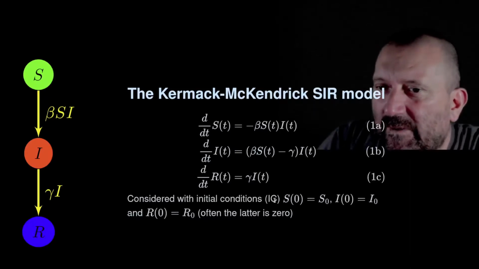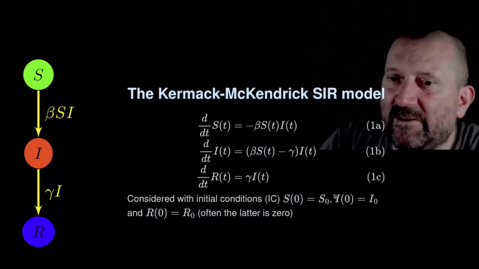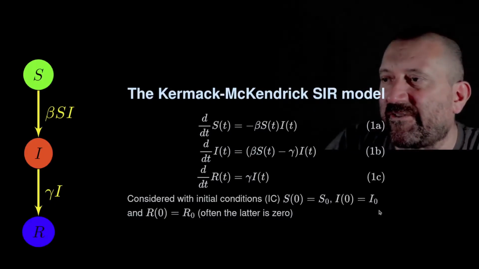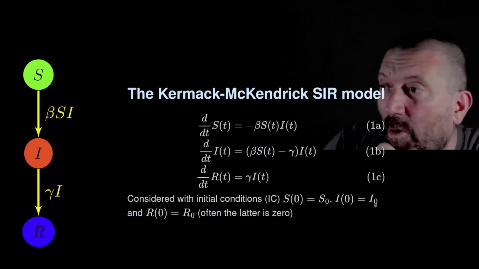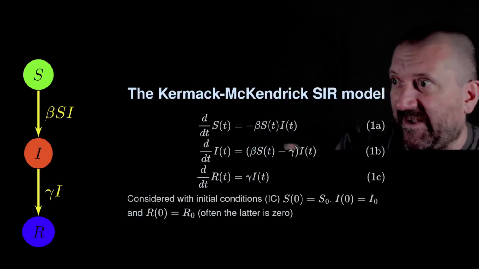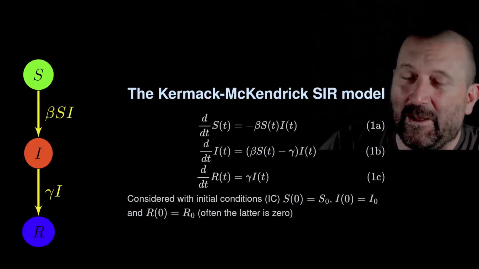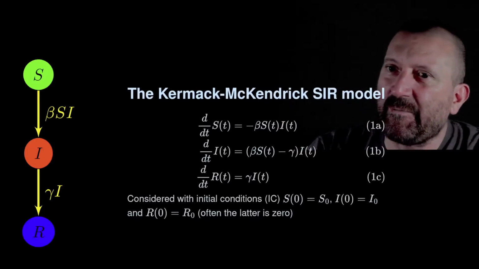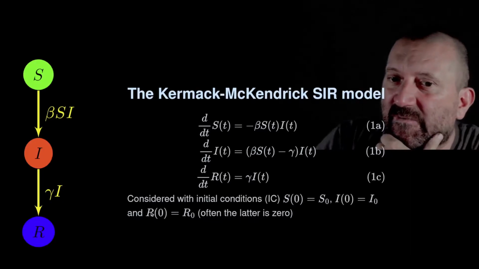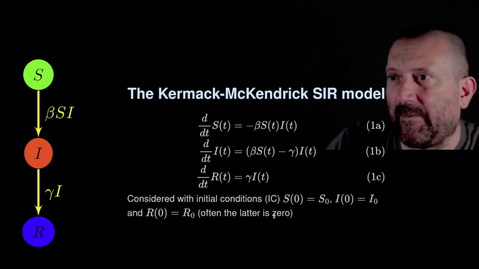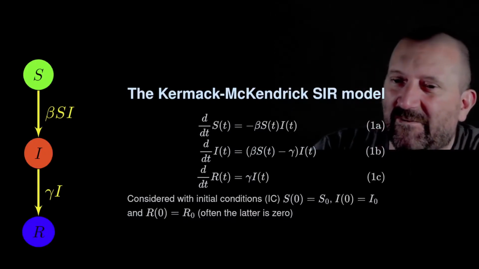Typically, we consider it with initial conditions. S of 0 equals some value, S0, I of 0 equals I0, and we typically assume that I of 0 is small, because that's the setting at the start of an epidemic: most people susceptible, a few infectious, and often we assume that there's no removed at the beginning. So R is typically 0 at 0.